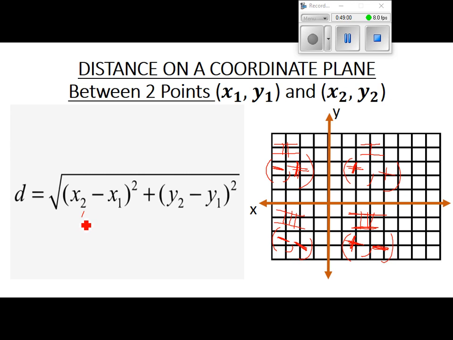Again, what do these little subscripts tell us? Two different X's, two different Y's. What does this number tell us? Is that a subscript? That tells us to square it. All right, so you've got to make sure you don't get the things confused.